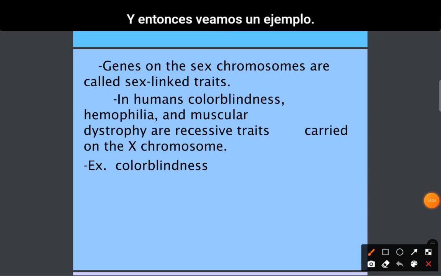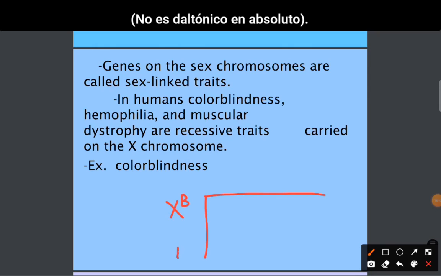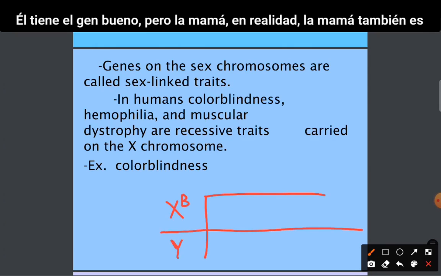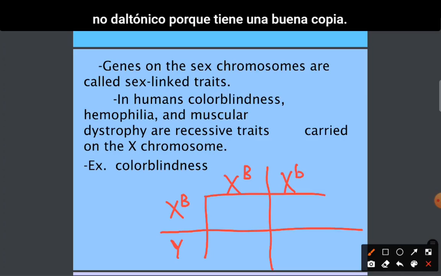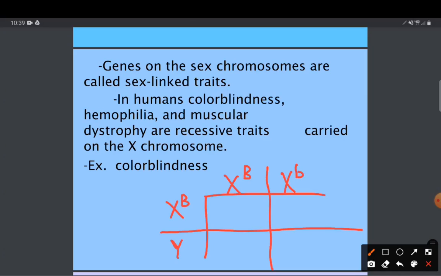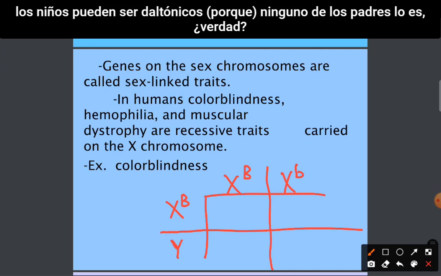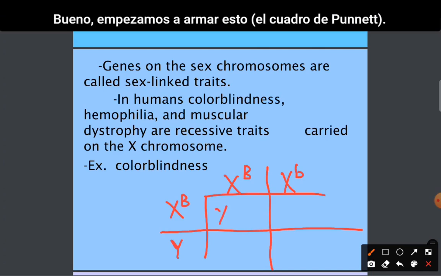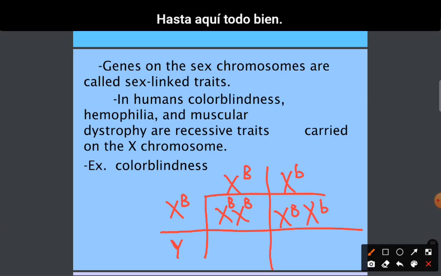And so let's look at an example. Let's say that a father is perfectly fine. He is not colorblind at all. He got the good gene. But the mom, actually the mom is also not colorblind because she has 1 good copy. So theoretically, you would think that none of the children could be colorblind. None of the parents are, right? Well, if we start putting this together, so far so good. The daughters are all okay.